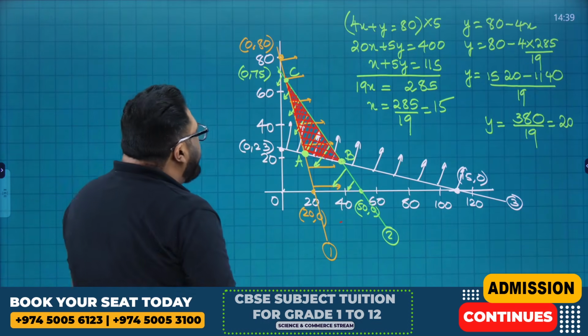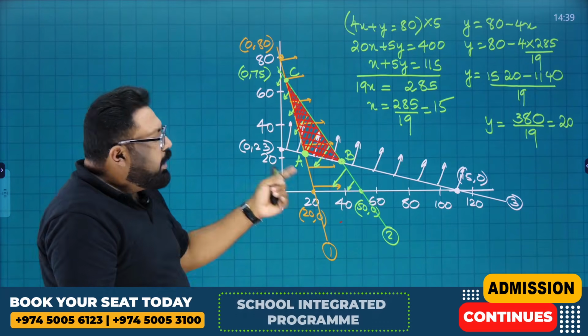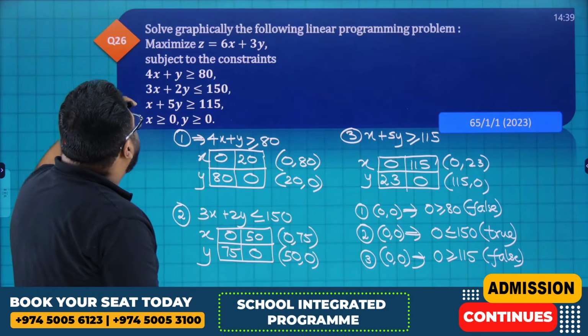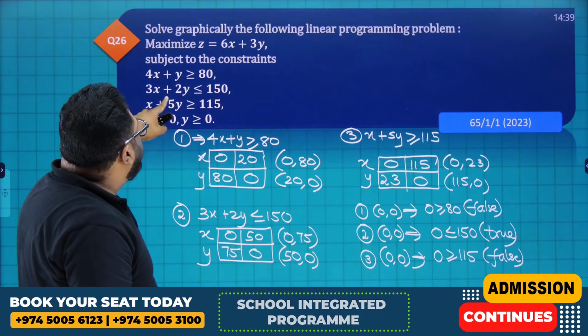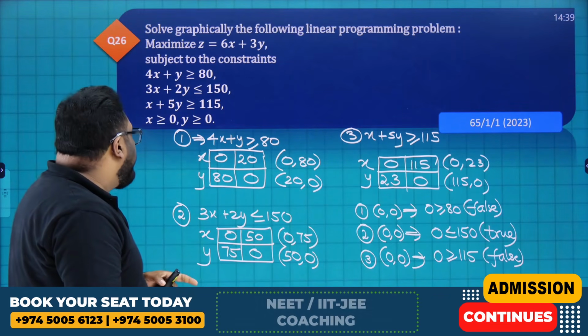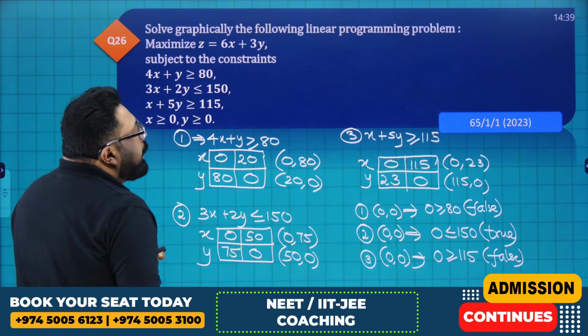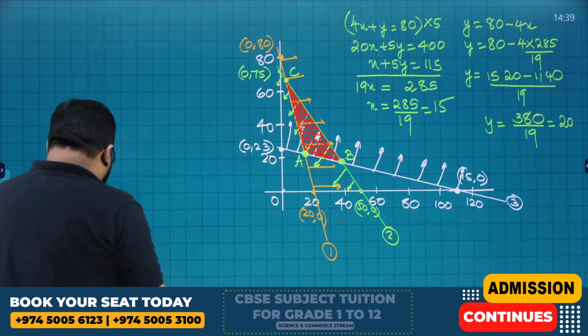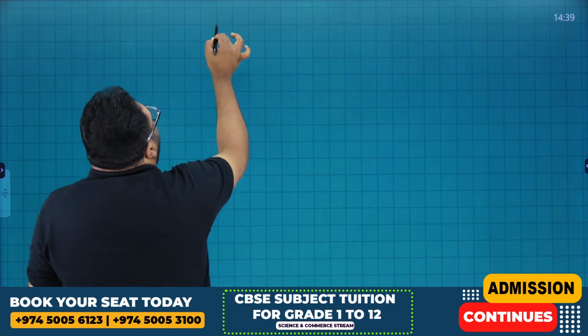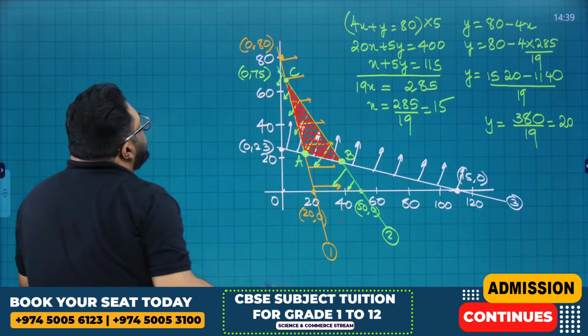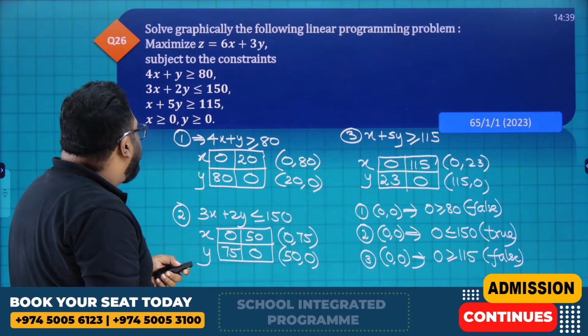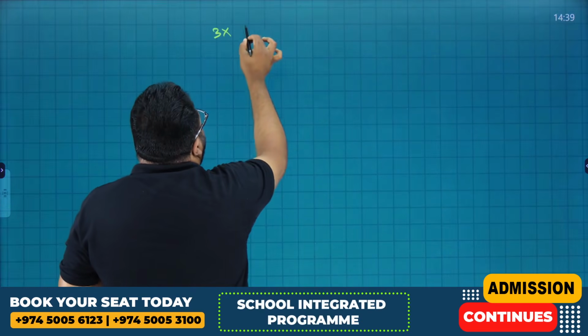Now we'll go for the point B. Point B is made by equations 2 and 3. Equations 2 and 3: 3x plus 2y equals 150. So I'll multiply equation number 3 with 3, my dears. So 3 into equation number 3, x plus 5y equals 115.